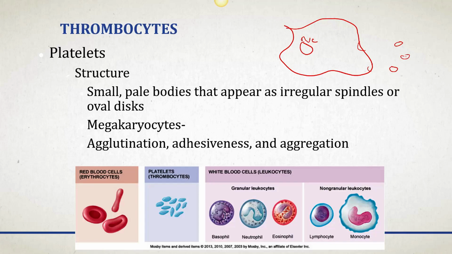Platelets play a role in agglutination, or clumping, adhesiveness, or sticking to tissues, and aggregation, or calling others to the area. So they can actually release chemicals that call more platelets to the area.